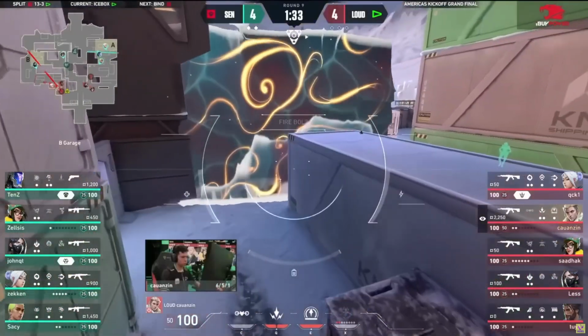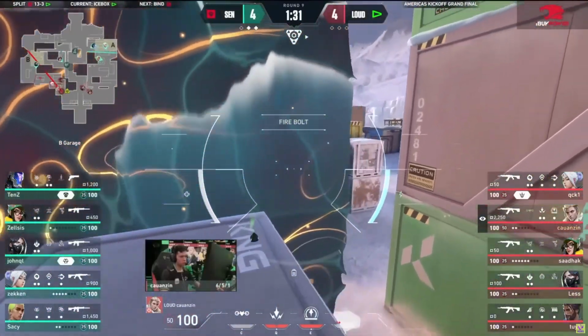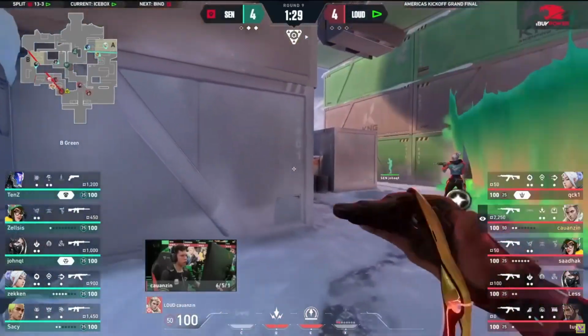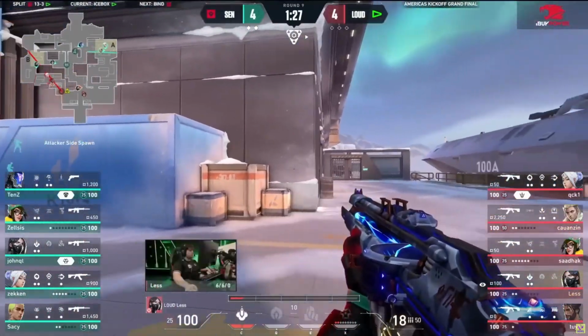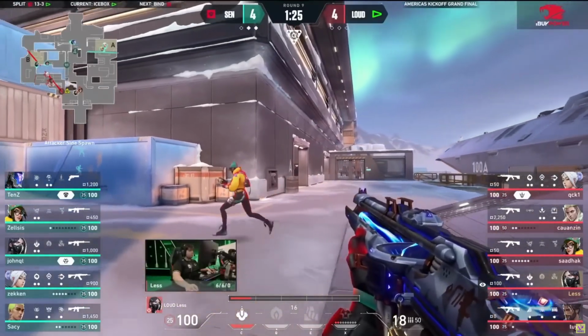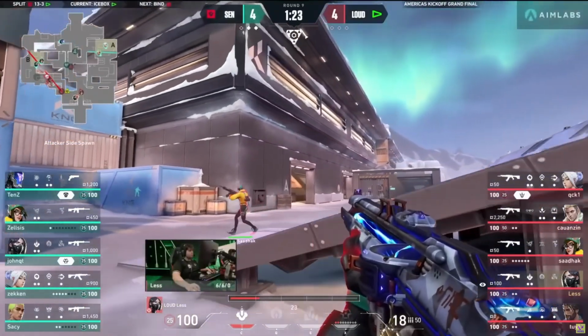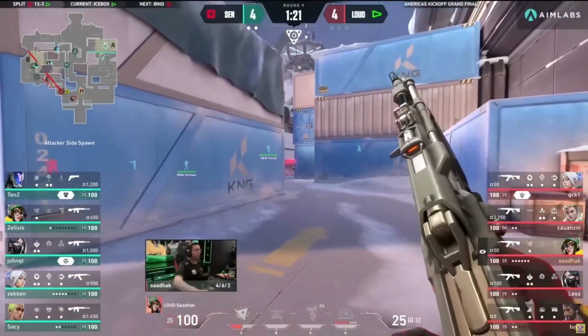We start this one off. Again, the focus from Loud starts with this B hit. They tempt it, they cascade, go with the drone, and see what they can get out of a fight here. Because Sentinels, they've been given that peek. TenZ will be there, or Zekin. Yeah. They're trying to get a first kill.